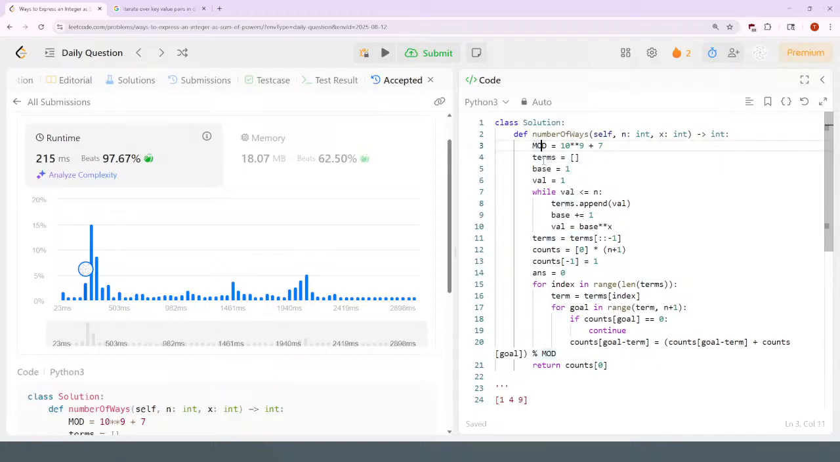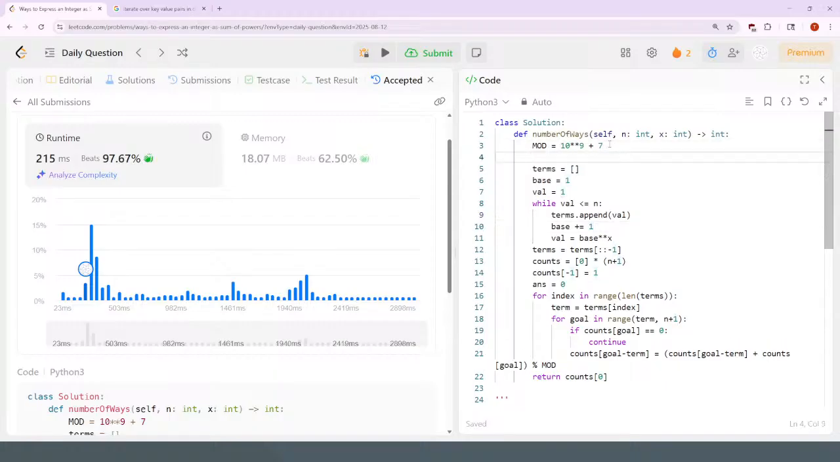You have your mod constant, terms that are possible, space and value, add it to create the array, and create all terms base to some power x, and the sum to n. So that's this first part.